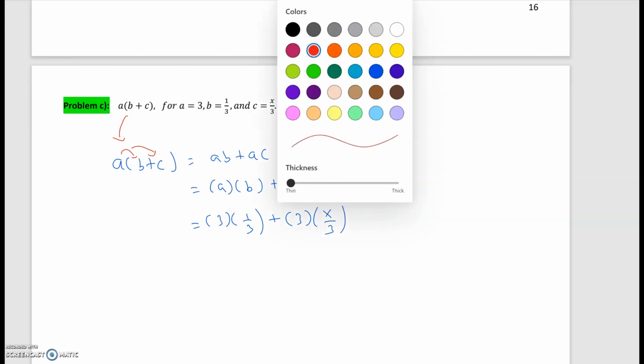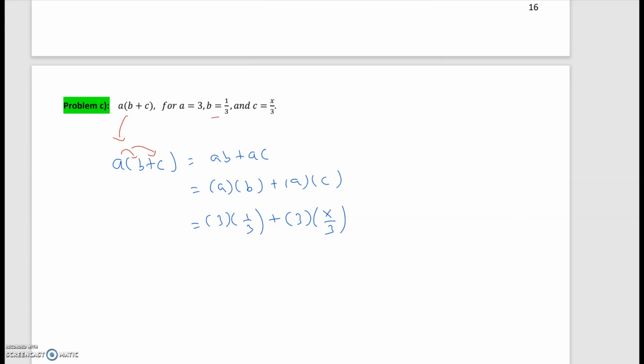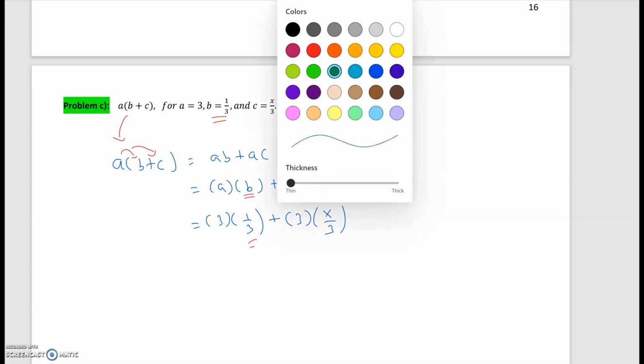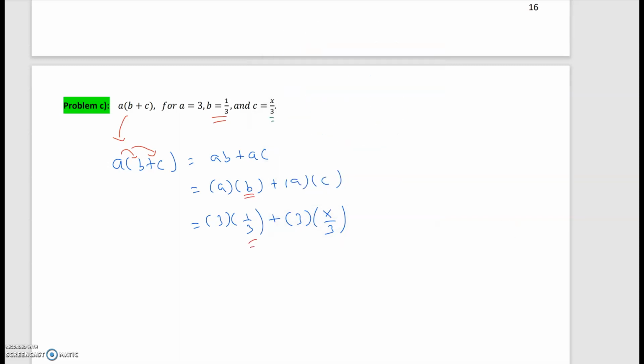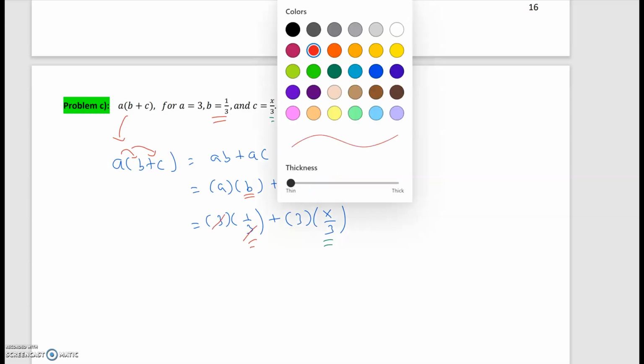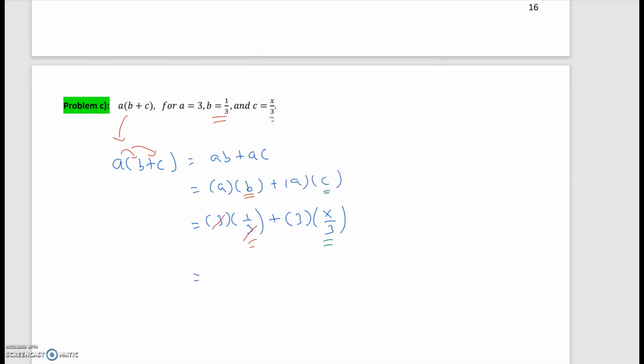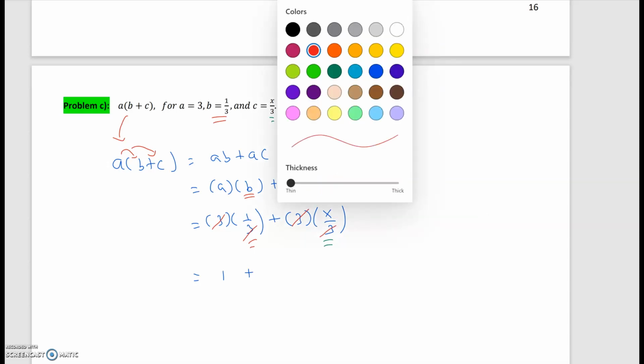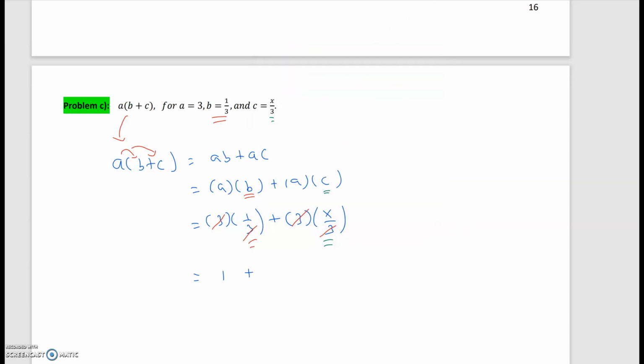Okay, so we have to be a little bit careful on this one. Let me double check the values. B is 1/3, which happens to be that value. The value of C is given as x over 3. So that's going to go there and there. And then at this point, we can cancel common factors. So the 3's cancel, and we're left with 1 plus, and then also the 3's cancel on the variable expression. So in this particular situation, we end up with 1 plus x. That would be our final answer.